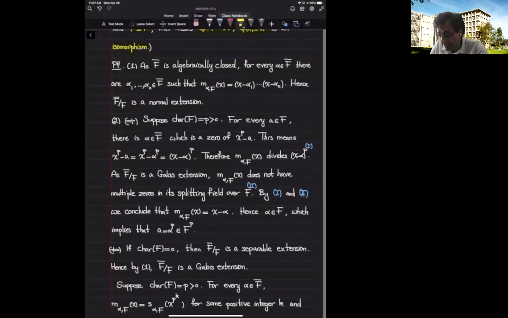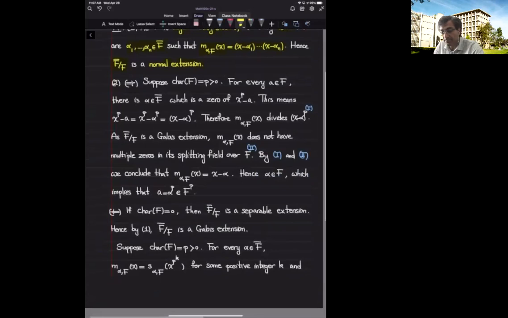Okay, so let's pick an element alpha inside F bar. F bar is algebraic, so that means I can talk about the minimal polynomial. F bar is algebraically closed, so every polynomial can be decomposed into linear factors. In particular, the minimal polynomial of alpha over F can be decomposed into linear factors. So I can find alpha 1, ..., alpha n inside F bar and decompose the minimal polynomial into linear factors, and that's it. So that means that the extension F bar over F is a normal extension.